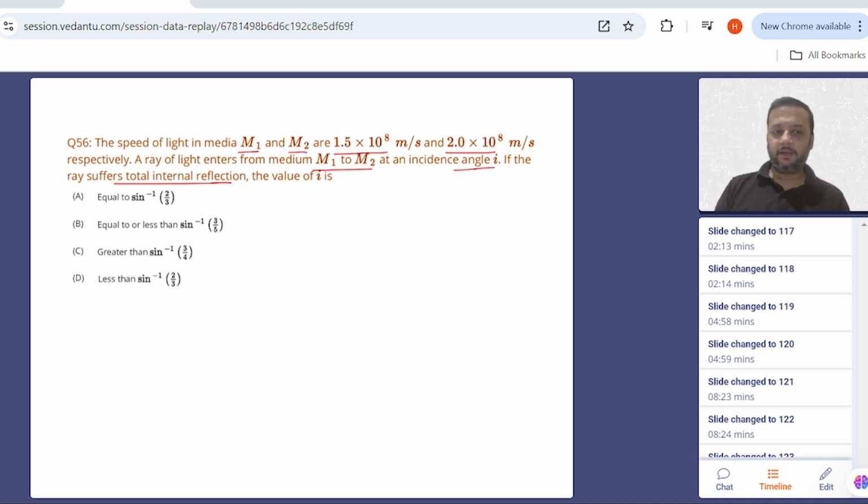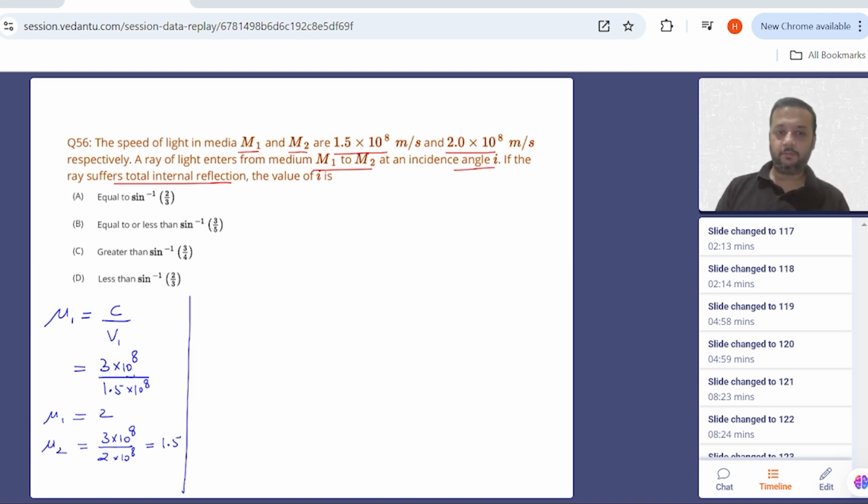Now we know that for any medium, the refractive index is simply the speed of the light in vacuum divided by the speed of the light in that medium. Hence, speed of the light in vacuum is 3 into 10 to the power 8, and speed of the light in this given medium m1 is 1.5 into 10 to the power 8, which means that mu1 becomes 2. Similarly, if you find the value of mu2, you will have 3 into 10 to the power 8 divided by 2 into 10 to the power 8. So this becomes 1.5, so mu2 is 1.5.